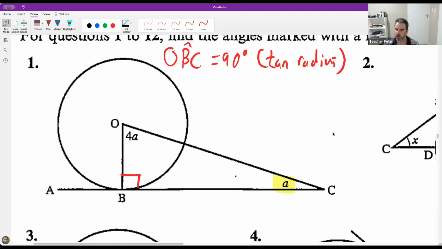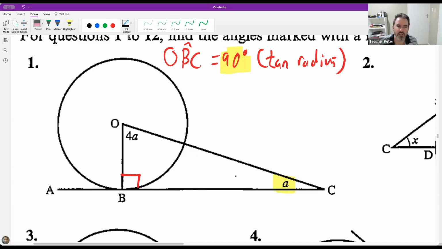Let's have a look. Yeah, has a hand. Okay. So, Bukle, what do you think? What would you suggest? How would you approach this problem? I think I would just go straight to, because we have our reason, OBC is 90 degrees because of tangent radius. And then we can just use the interior angles of a triangle. So we could say 180 minus 90 minus 5A, because we add 4A and A, which gives us 5A.